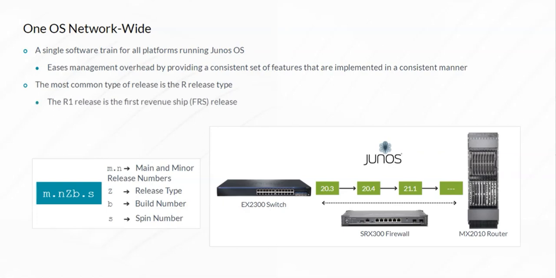The R1 release is the first revenue ship, or FRS, release. The R2, R3, and following releases are maintenance releases. New R releases such as R2 and R3 include bug fixes only. That is to say, version 20.3R2 does not contain any features not included in 20.3R1. New features are not introduced until version 20.4R1. When you upgrade a Juniper device running the Junos OS, the Junos OS software upgrade packages also follow the naming convention just described.